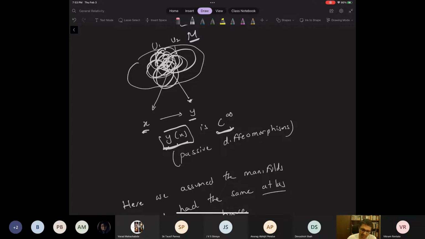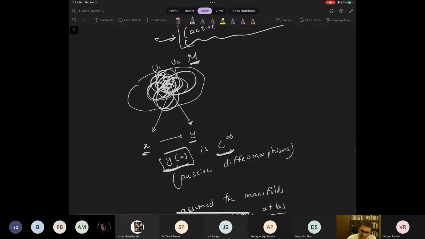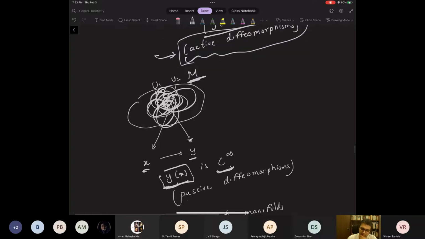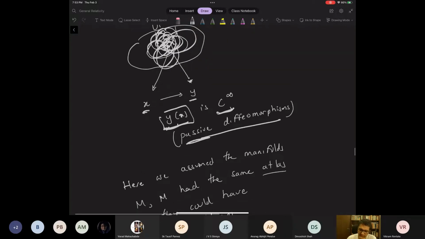In this sense of looking at it, we're looking at the transformations from x coordinates to y coordinates as transformations on the same topological space. So this is what we call passive diffeomorphisms. That is, we're just changing coordinates. It's a change of coordinate system.